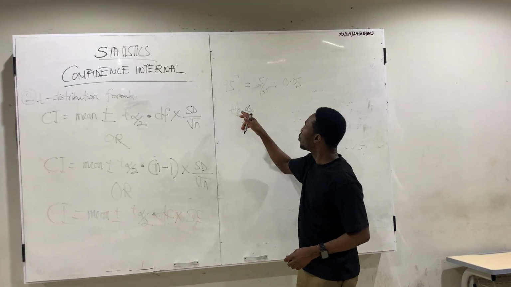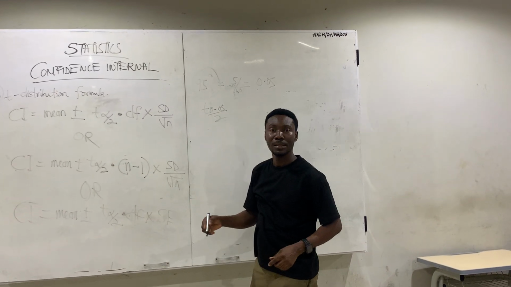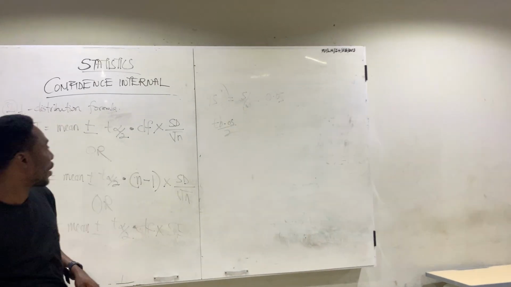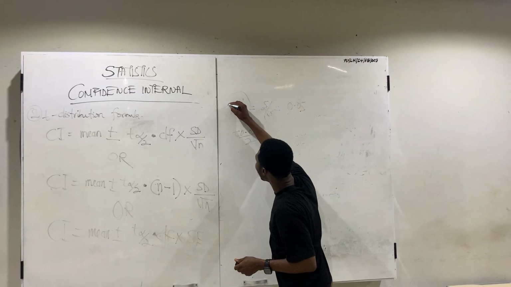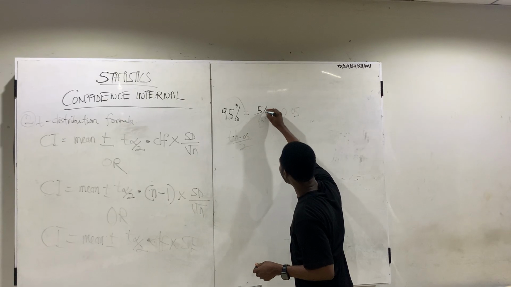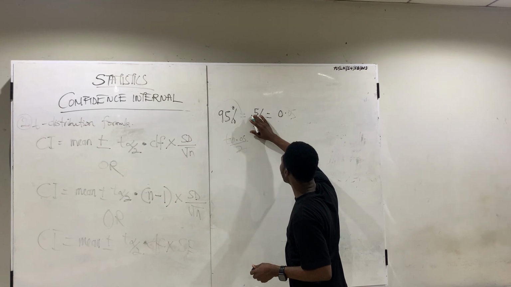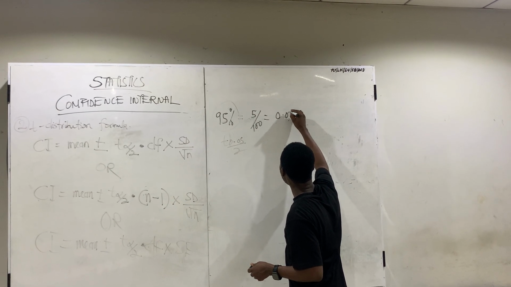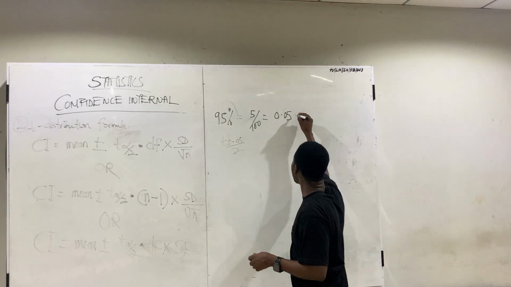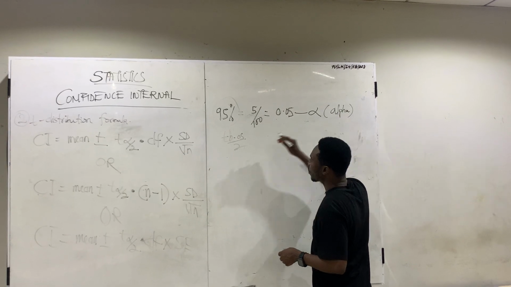Now, the T alpha over 2 will depend on the confidence level that the examiner will give to you in the question. So if the examiner tells you the confidence is 5%, 5% means significance is 100, and then 5% is the same as 5 over 100, and that is also the same as 0.05. And this 0.05 is what we call the alpha. That is what we have in the formula.